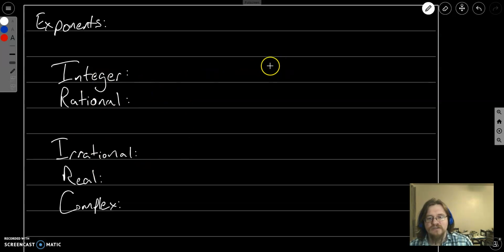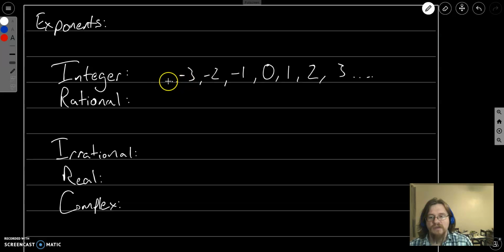The integers are going to be essentially the whole numbers. We have positive integers, 1, 2, 3, and so on. We throw in 0, and we also have -1, -2, -3, and so on. So integers are positive and negative, nice whole round numbers.